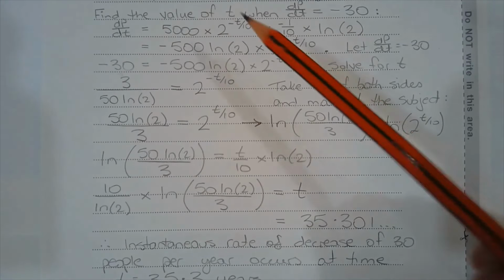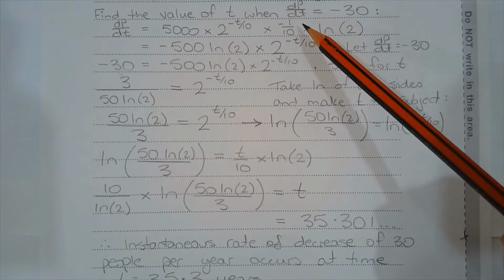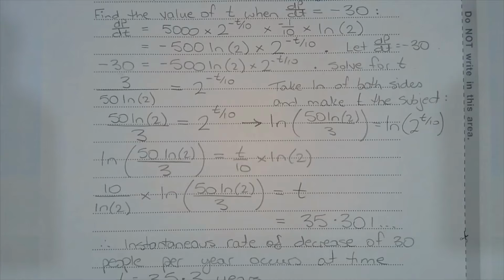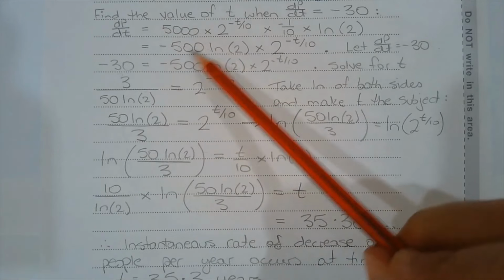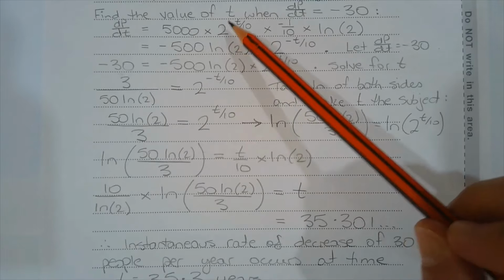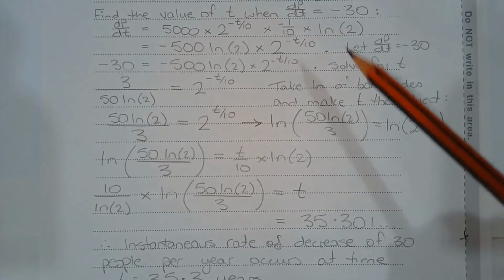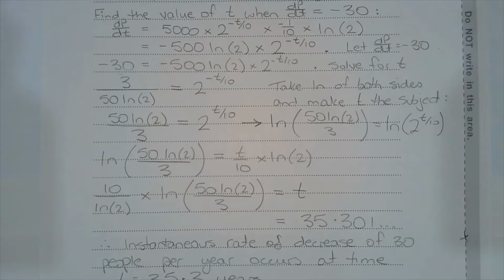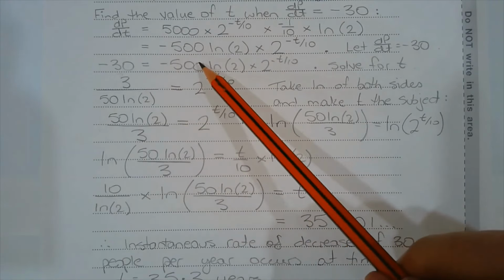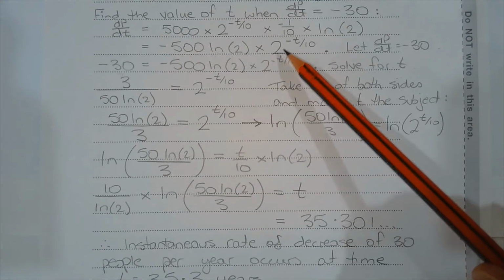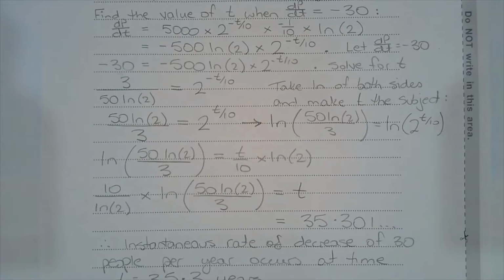The next step is to find the value of t when dP/dt is equal to negative 30. Now dP/dt is equal to 5,000 multiplied by 2 to the power of negative t over 10, multiplied by the derivative of the index, which is negative 1 over 10, multiplied by ln of 2, which equals negative 500 ln of 2 multiplied by 2 to the power of negative t over 10.